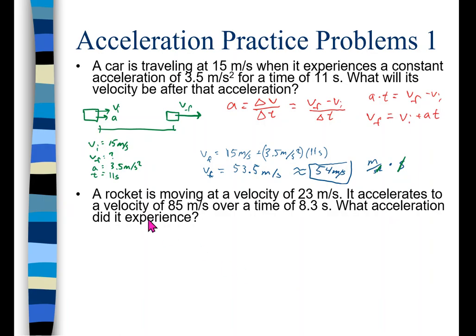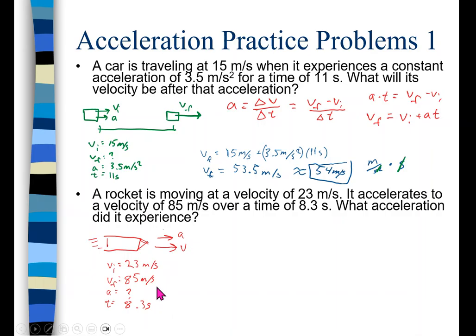And then we move on to where it says a rocket is moving at a velocity of 23 meters per second. It accelerates to a velocity of 85 meters per second over a time of 8.3 seconds. What acceleration did it experience? So once again, we start out by reading the problem, then drawing out a simple little sketch. Our sketches shouldn't have any numbers in them. That's what we have our lists for. In our sketches, we're just saying velocity and acceleration. Pretty soon we'll start incorporating displacement and force and other things. But here we are with our sketch, and here is our list.